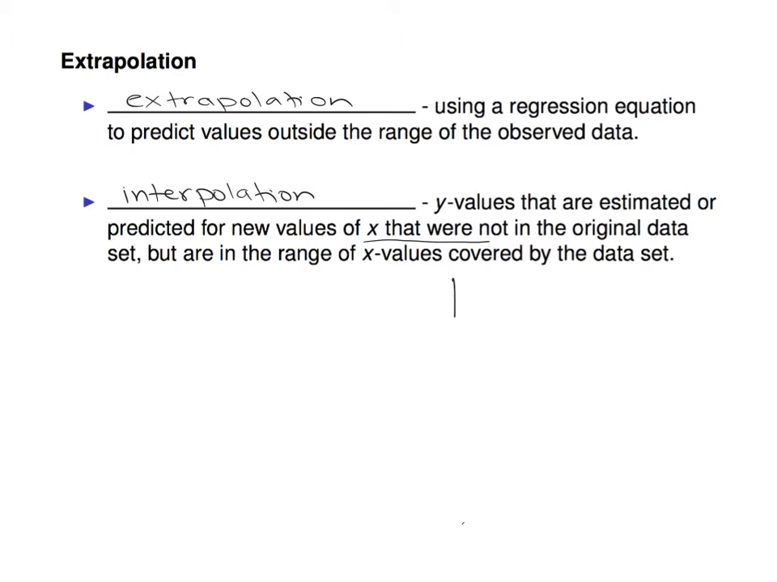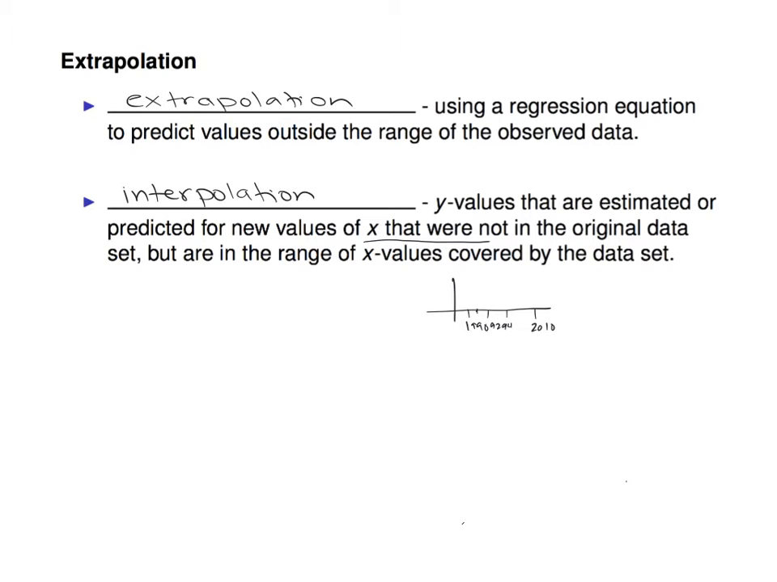So suppose we had temperatures for years 1990 to 2010, and we had them at 2-year increments, 92, 94, etc., up until 2010. Extrapolation is going outside of the realm of that data, so going to 2020, for example. Interpolation, since I only had even years, would be picking a year in the middle, like 91, and predicting the temperature in that year using the regression equation. So interpolation is inside, extrapolation is outside.